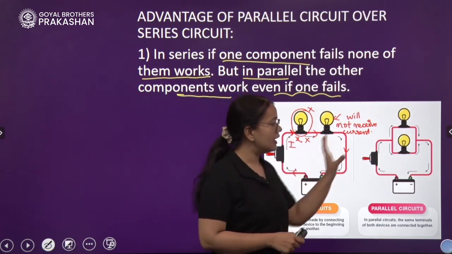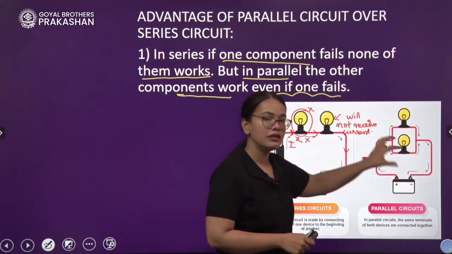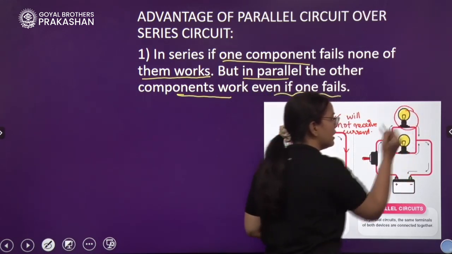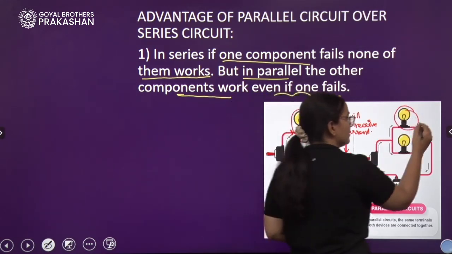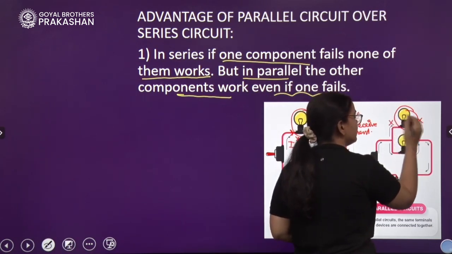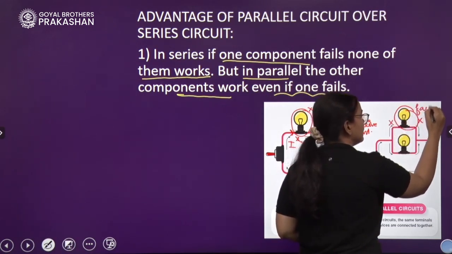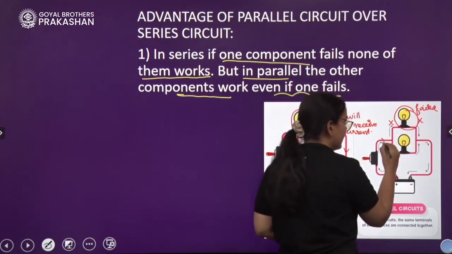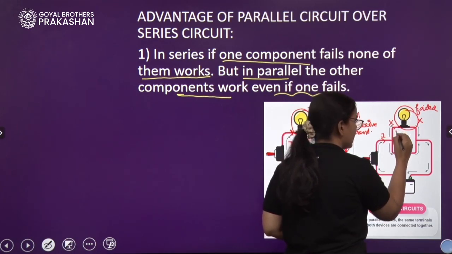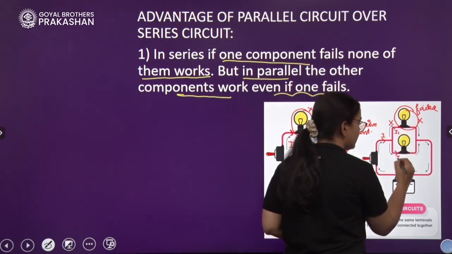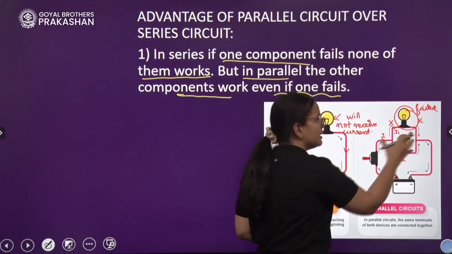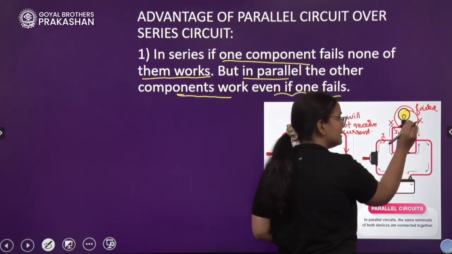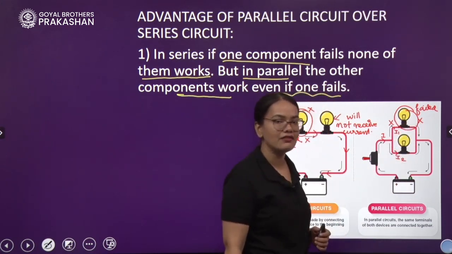Now, look at the scenario in the case of parallel connections. In this case, if this bulb, let's say, has become dysfunctional or this bulb has failed, what happens in the parallel? Current I goes like this, this becomes I1, this becomes I2. Now, I1 is not flowing, because the bulb has failed, there is a blockage, and because of that I1 is not flowing.